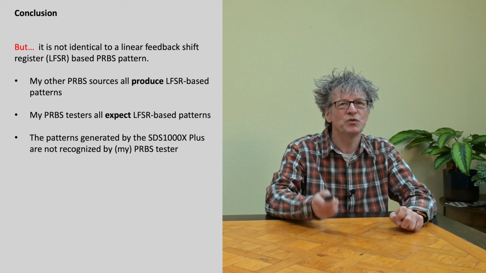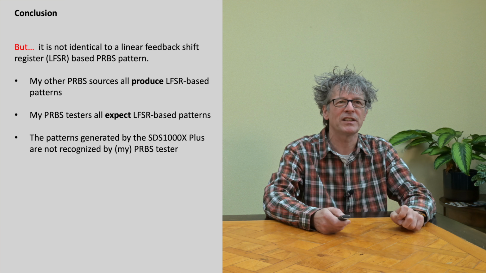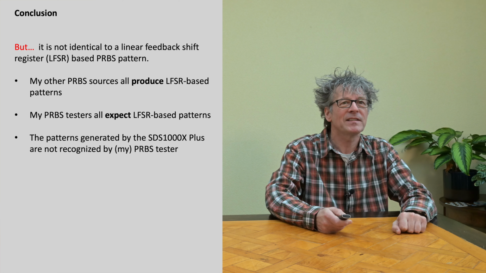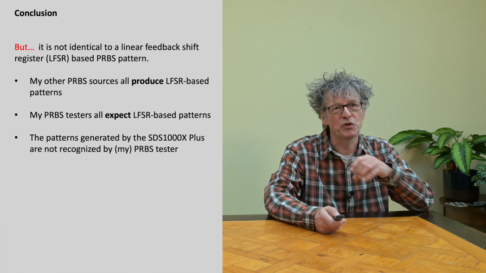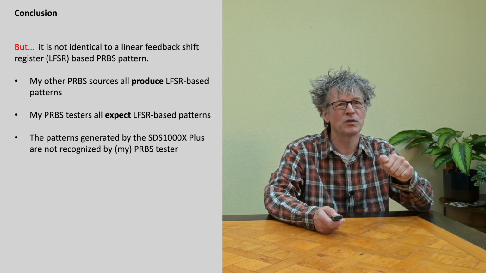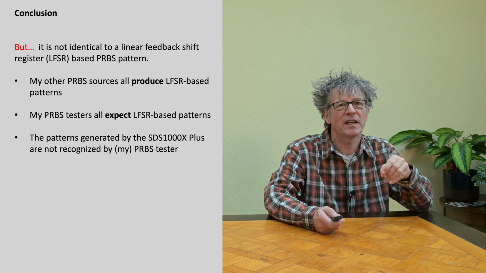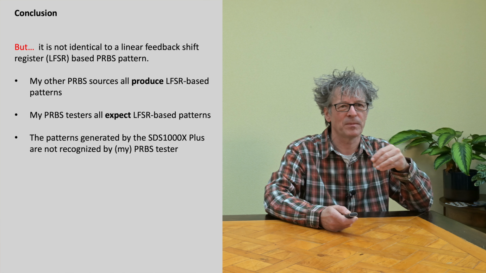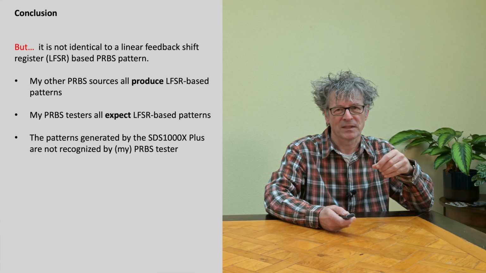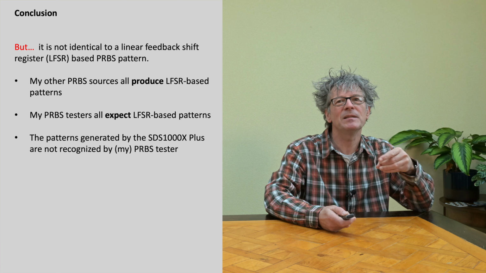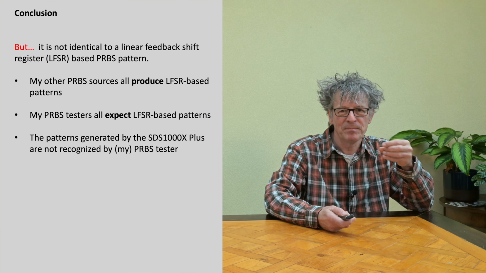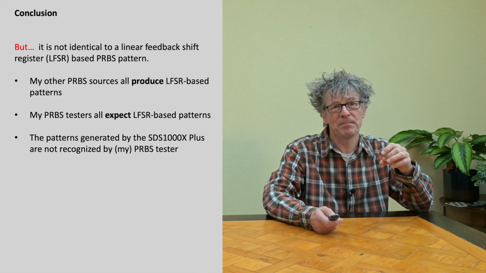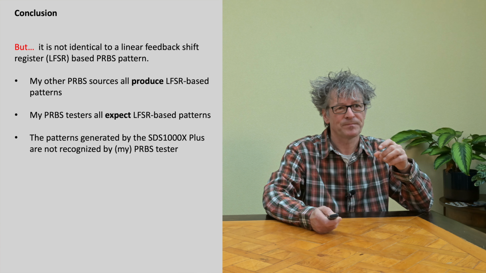The outcome of the Siglent is not identical to the linear feedback shift register that I find in all my other devices, and which is also expected by all my testers. So all my other devices produce shift register type of codes, all my testers expect that type of thing, and the patterns generated by the Siglent SDG basically are not recognized by any of my testers. Now, I don't have that many testers, but it seems that everybody implements that. Meeting the type of test equipment that you make in the ITU standard really is about implementing a feedback shift register.